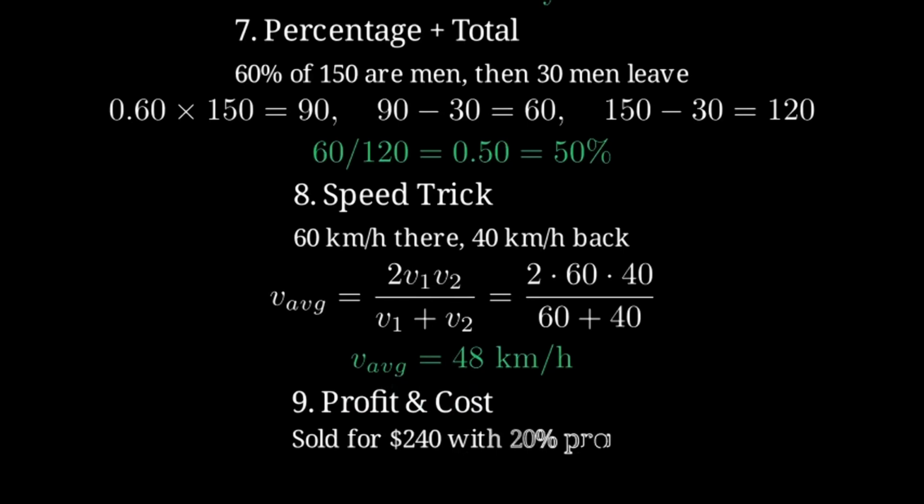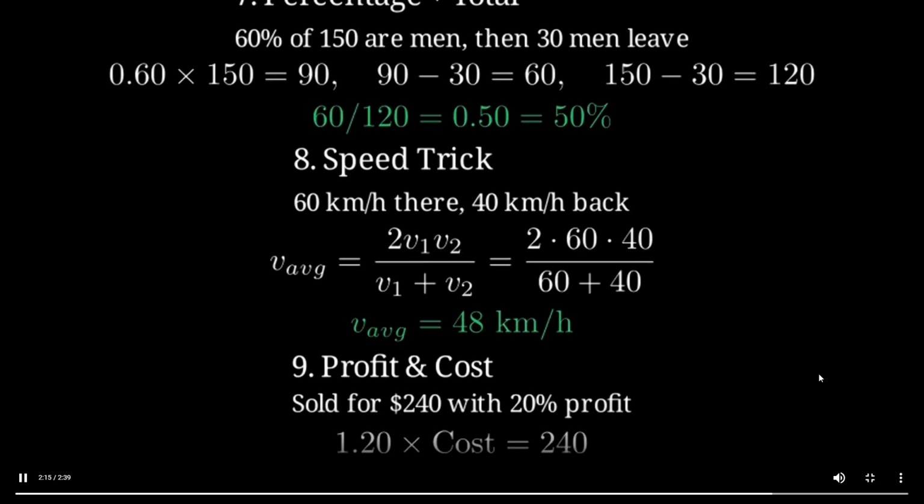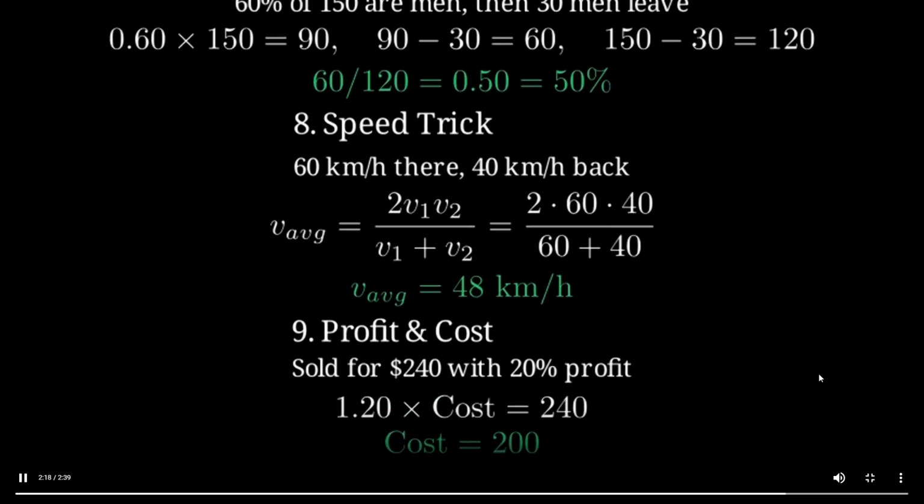Problem 9. A product is sold for $240 with 20% profit. Selling price is 120% of cost. So the cost is $200.